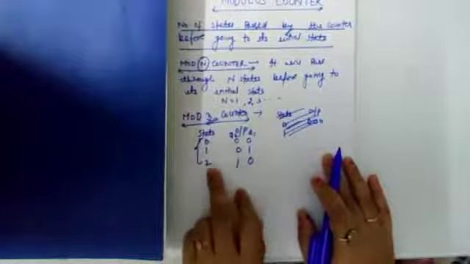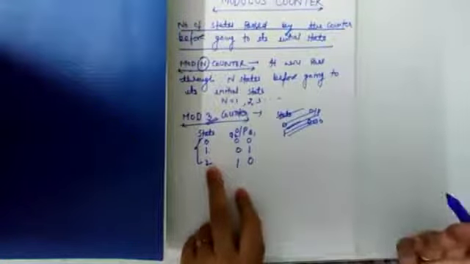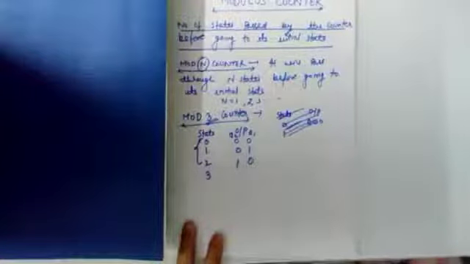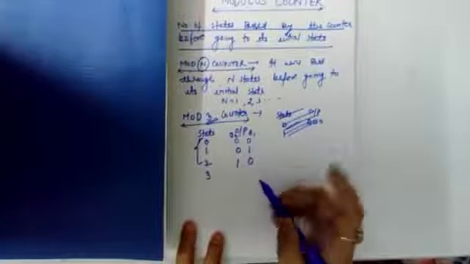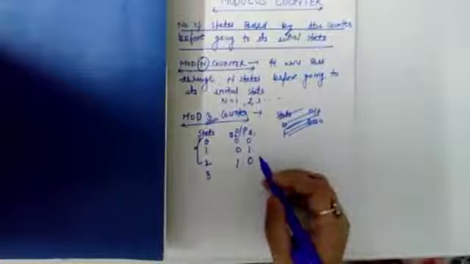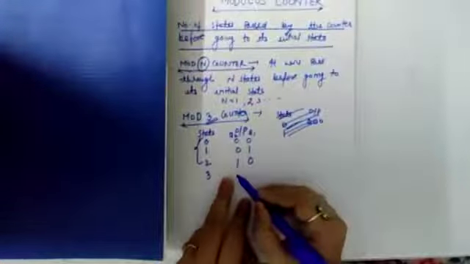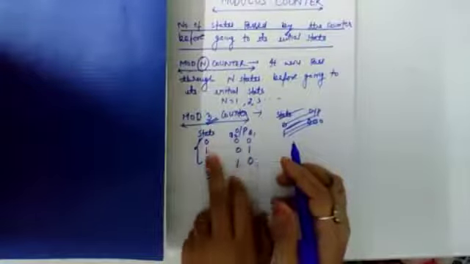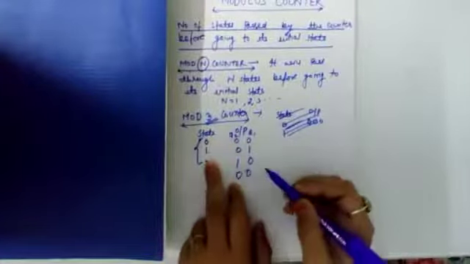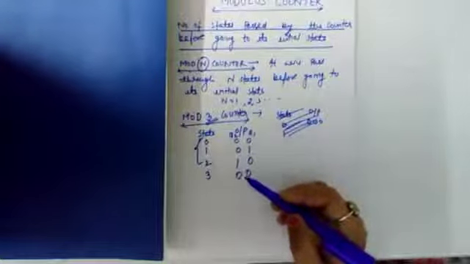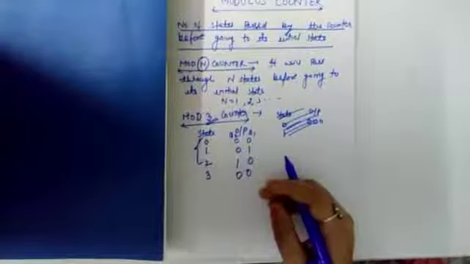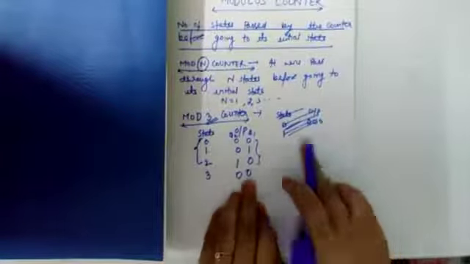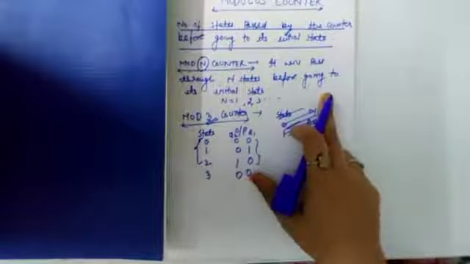And after 3 states, whenever the next pulse appears, ideally the counter would count 1 1. But we are designing mod 3, which means after passing through the 3 pulses, it will restart the counting: 0 1 2, again 0 1 2. It will pass through only 3 states, and then it will restart and repeat the counting again.